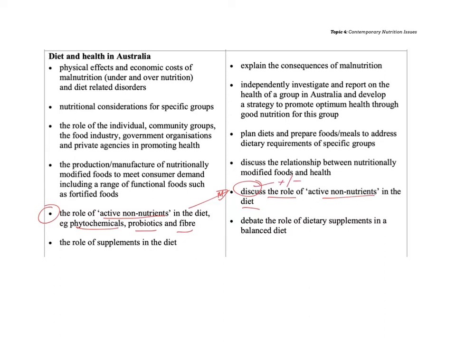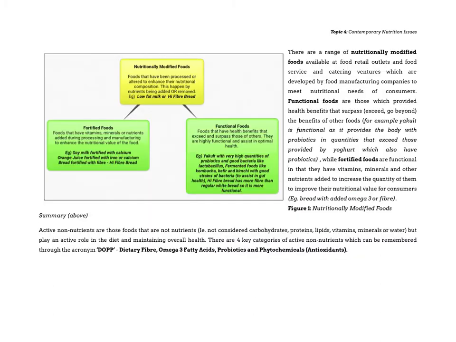But it's really important to note that this really would look at the positive benefits, because active non-nutrients have positive health implications. So you really are going to look at the benefits of having these in the diet, and you would also need to have different food examples that support or that provide these active non-nutrients.